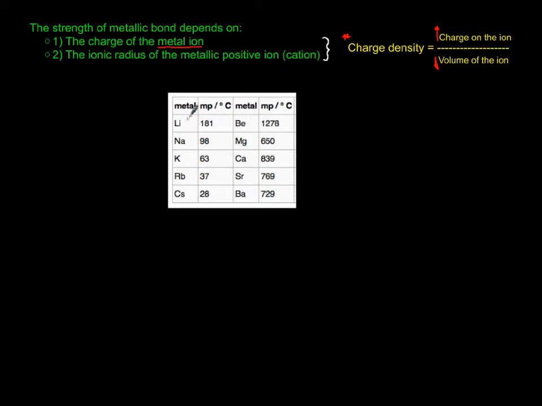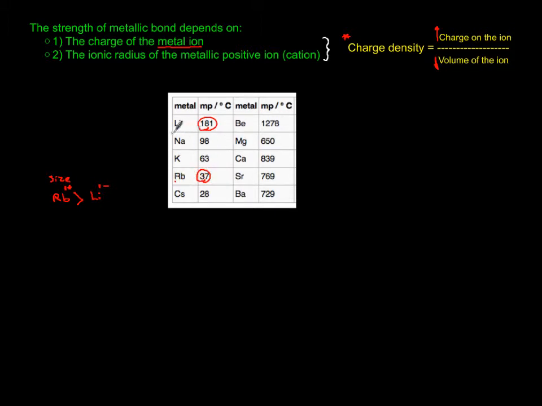Now, if you look at group 1, lithium, sodium, potassium, these are soft metals. However, as you go down, you see their melting point decreases. Why is that? Because, for example, size-wise, rubidium is much larger than lithium. But they both have 1+ charge. So the size is the reason why rubidium has lower electrostatic attraction for the next door rubidium, and therefore their melting point goes down.